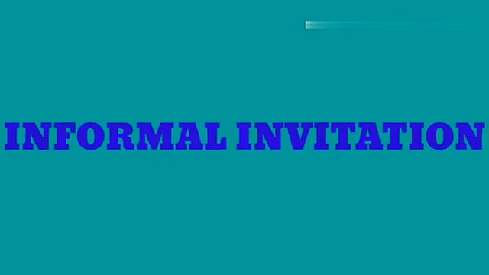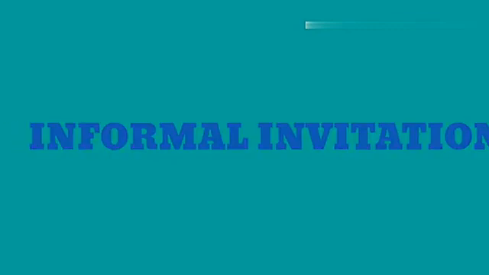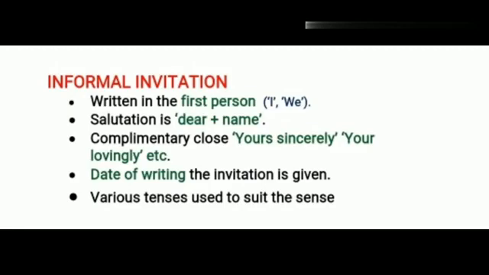That's it. Let's move towards informal invitation now, students. Informal invitation should be written in first person, that is I, we. Salutation should be dear plus name, like dear Raju, dear Shamita, etc. Complimentary clause, that means the signatory part, we have to write yours sincerely, yours lovingly, etc. The date of writing the invitation is to be given. Various tenses are used to suit the sense. Here we are free to use tenses because we can express ourselves more clearly in front of our beloved ones. It is not a formal letter where we have to limit it to the information only.